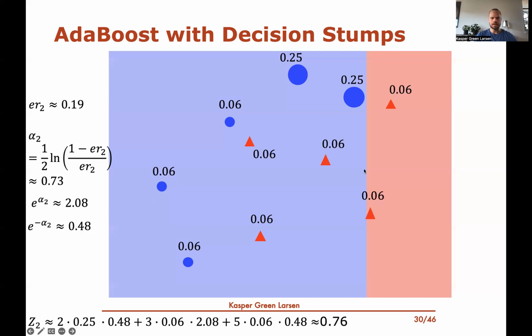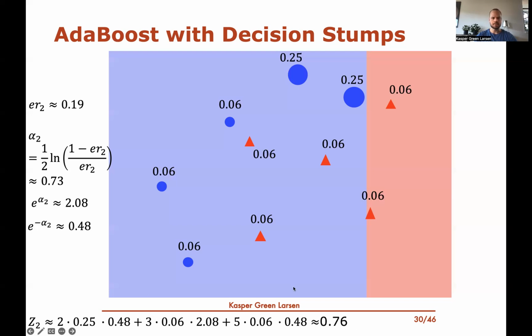So as you can see here, the only ones that we get wrong are these three here in the middle. Okay, so their weights are going to change. You have 3 points down here. We're computing the normalization term: the 3 points that were 0.06, you have to multiply the weight up by 2.08. You had the two big points, the ones with weight 0.25, the two of them, and you have to downweigh them by a factor 0.48. And finally, there are the remaining 5 points, and those 5 points had a weight of 0.06, and they are downscaled by 0.48, giving a final normalization term of 0.76.